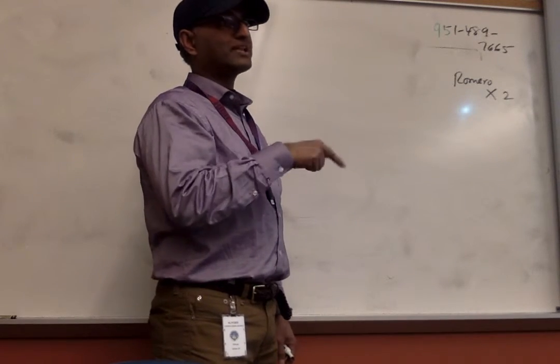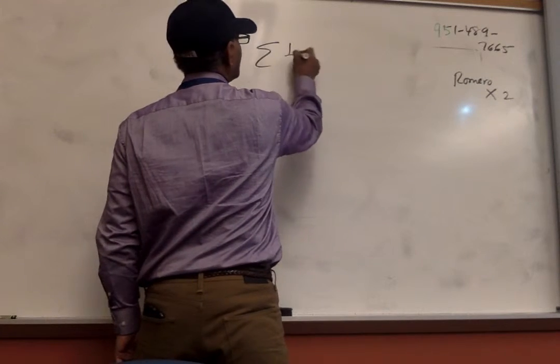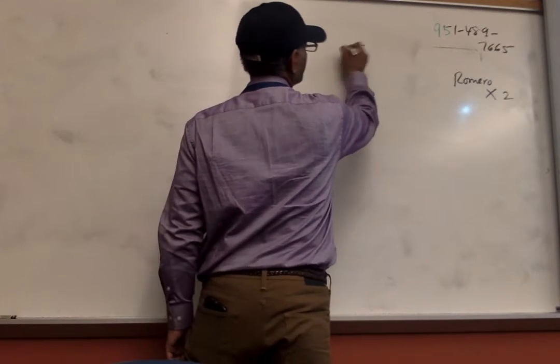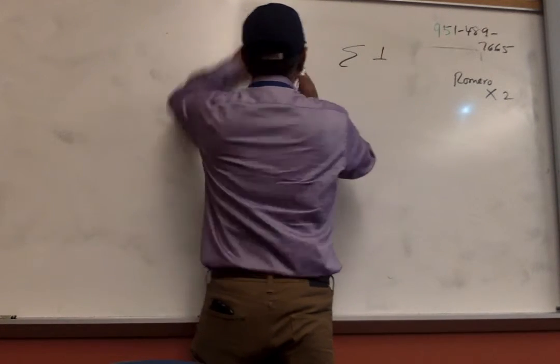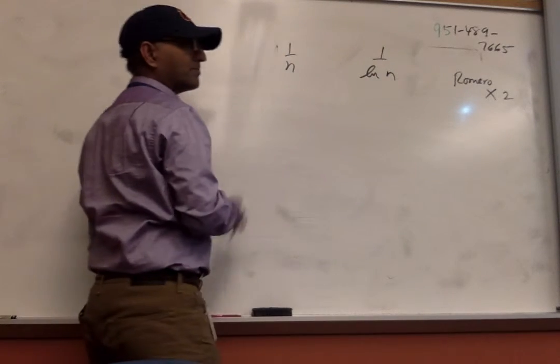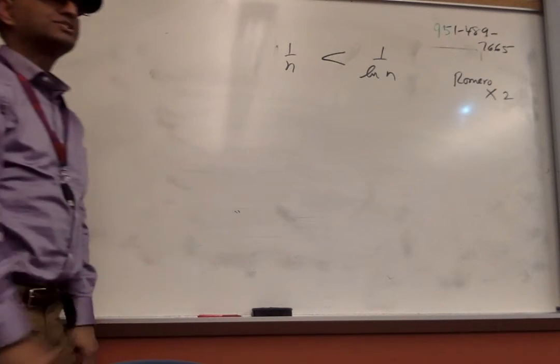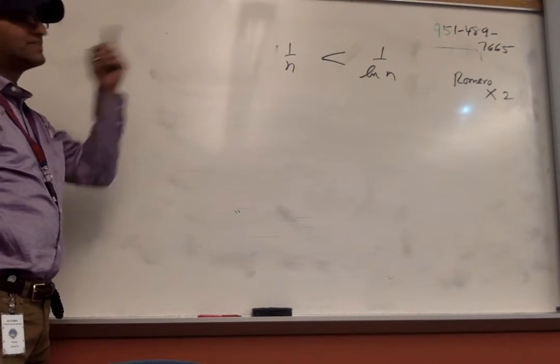So before you start the problem, I want you to think. The series are summation 1 over n and summation 1 over ln n. Initially I remove these. My goal is to show this guy is bigger than this. Is that clear? Now, students in the other class said, Rama, how can I prove that guy is bigger?